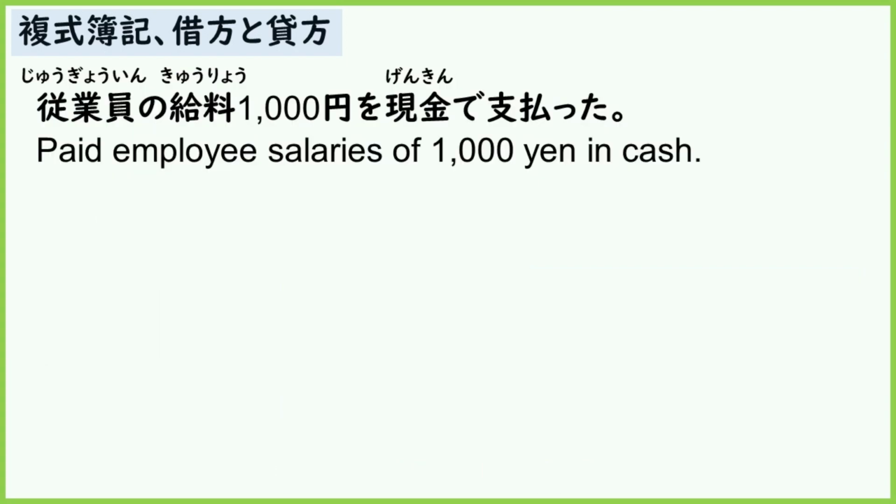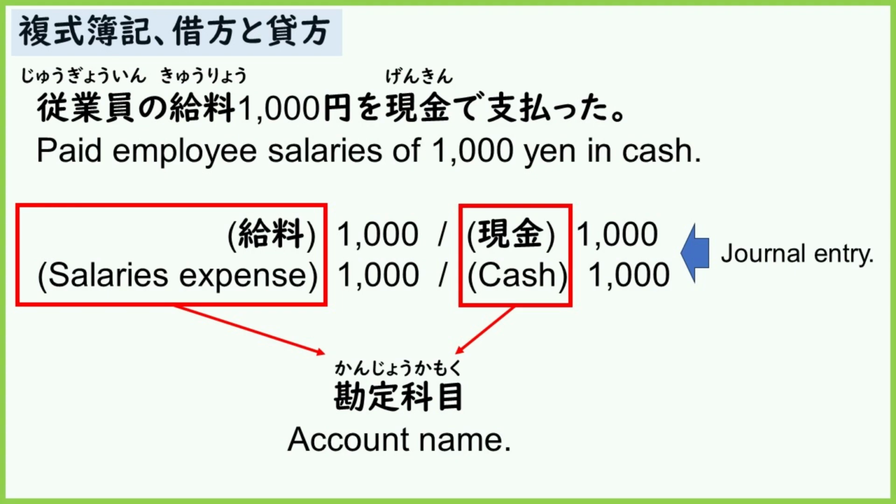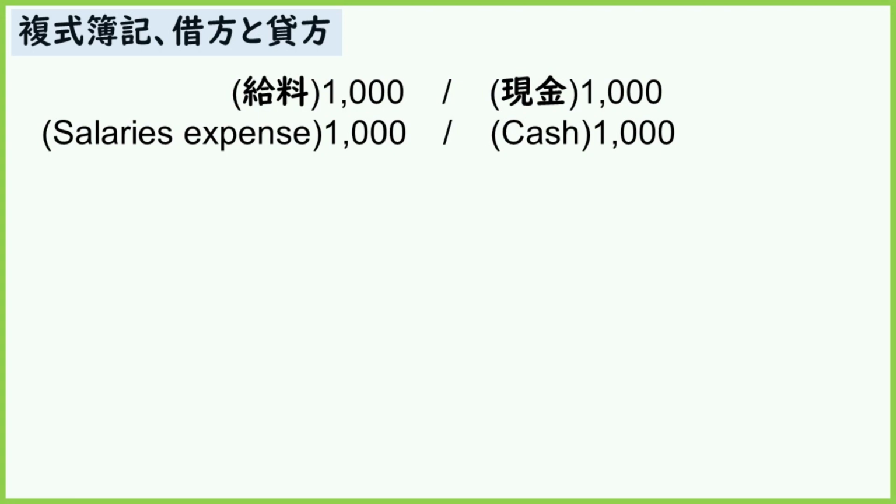Paid employee salaries of 1,000 yen in cash. The journal entry is as follows. Left side, salaries expense 1,000. Right side, cash 1,000. Terms used for bookkeeping purposes, such as salaries expense and cash, are referred to as account names. In the journal entry, salaries were written on the left side and cash on the right side.